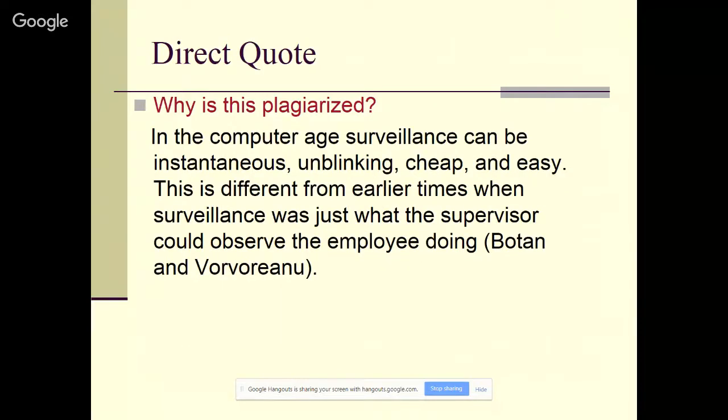All right, moving on to a direct quote. Why is this one plagiarized? In the computer age, surveillance can be instantaneous, unblinking, cheap, and easy. This is different from earlier times when the surveillance was just what the supervisor could observe the employee doing. Botan and Vorvino. Okay, so take a look at this. Maybe pause the video and think about why it's plagiarized.